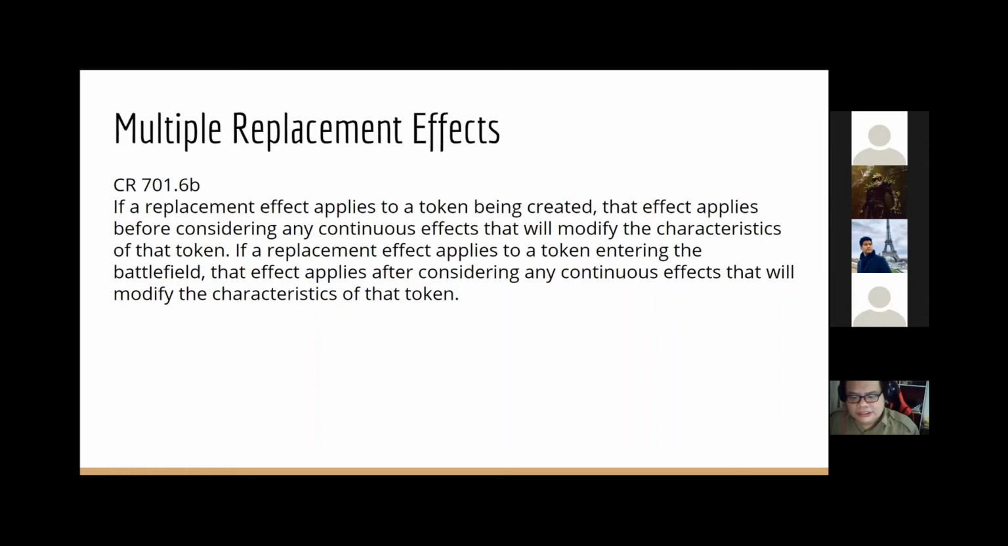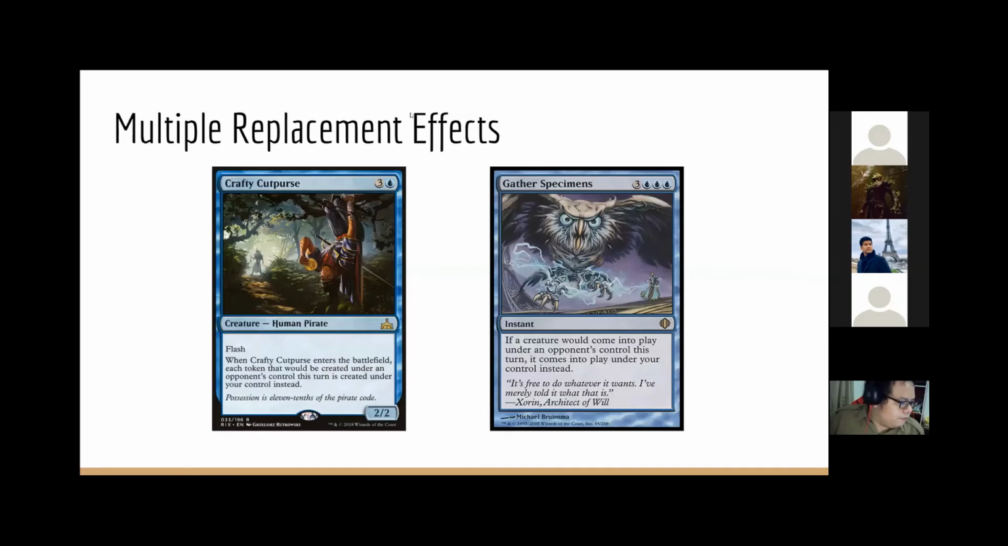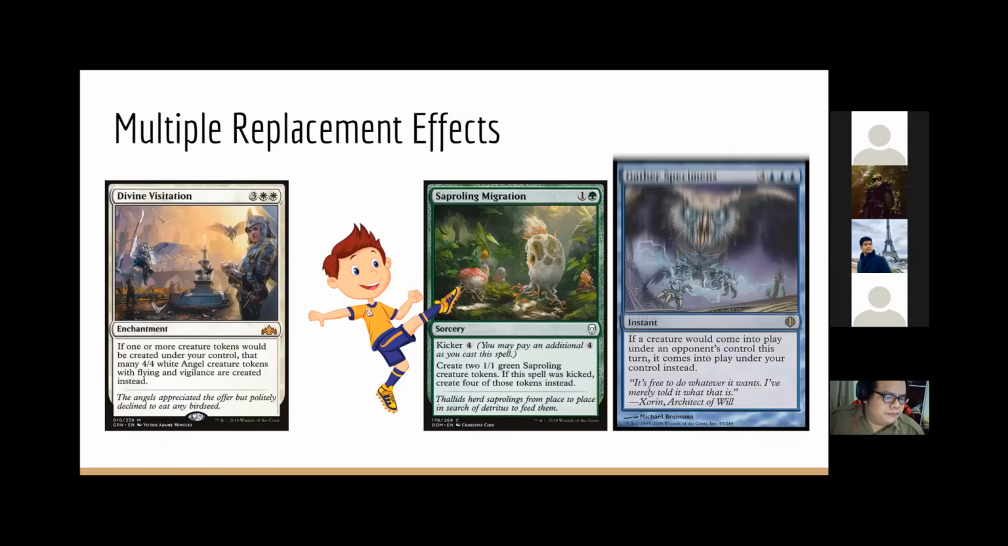So if you look at this, this one will happen first. Same thing, you create your four separate tokens. But in this case, this will happen first. Even though this is control, this will happen later. This will happen first because this happens during creation. So you make them into angels first. Pretend that these are wings. You will make the angels first, and only then they will go under your opponent's control and your opponent will get four angels.